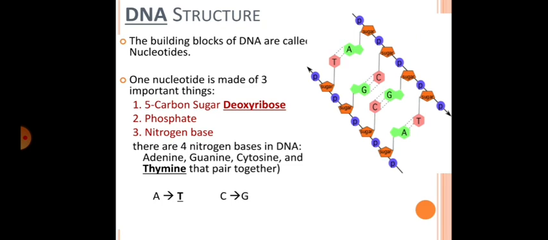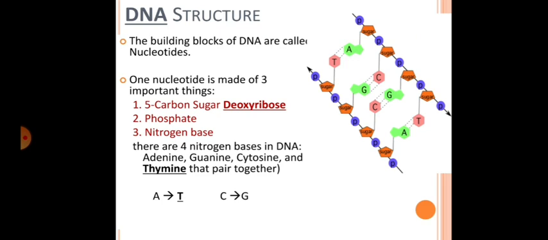Now, here we can see very clearly the DNA structure. The building blocks of DNA are called nucleotides. One nucleotide is made up of three important things. First is the 5-carbon sugar. In case of DNA, it is deoxyribose. You can see it as it's written sugar in a pentagonal shaped orange colored structure.